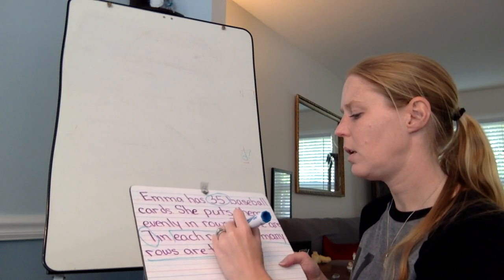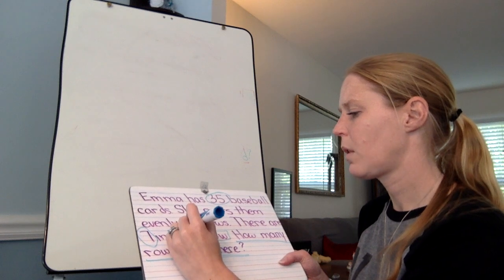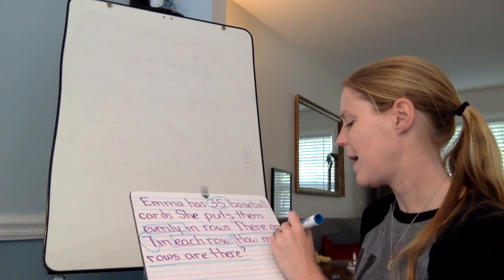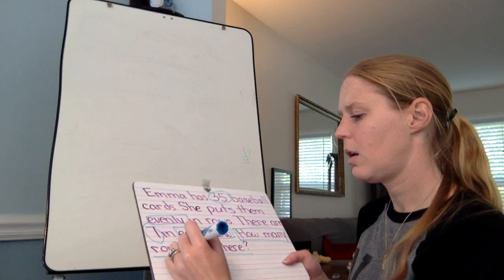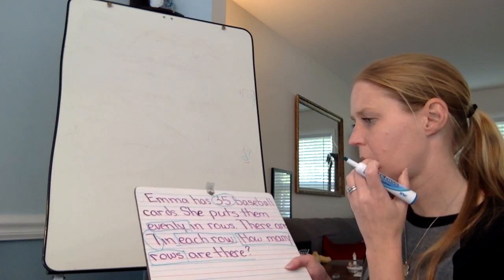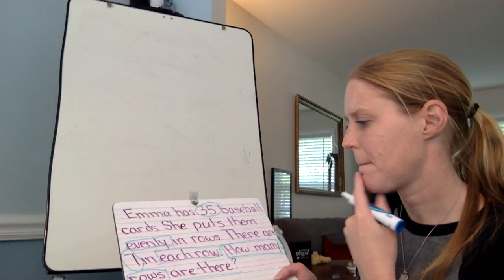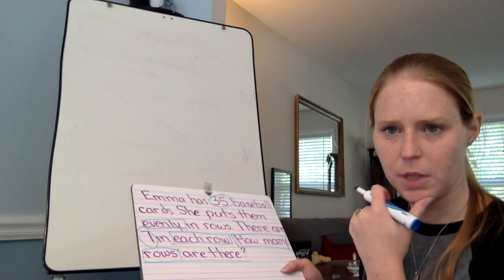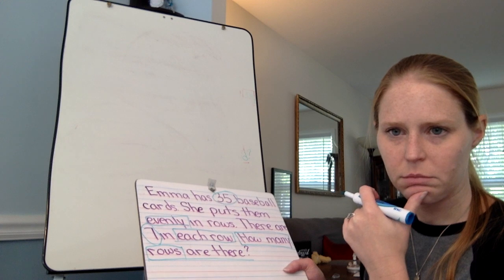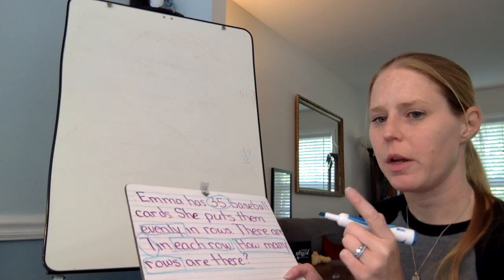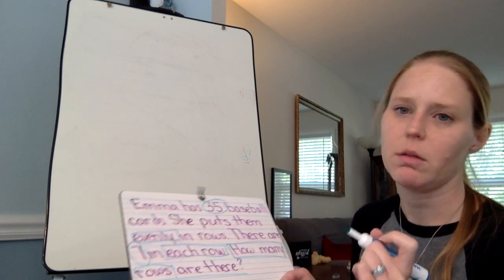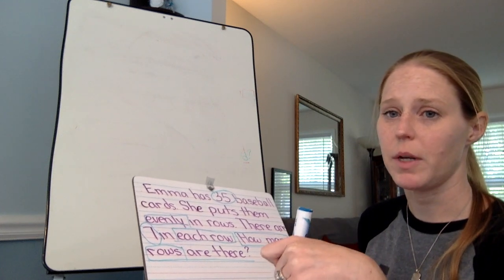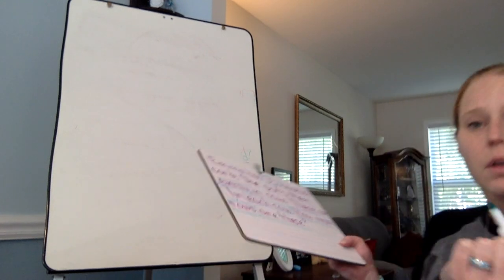Gonna box each row, evenly. How many rows? I know how many go in each row, but do I know how many rows I have? This one's not a sharing. This one's going to be a grouping because I know how many go in the group. I just don't know how many groups I actually have. So let's figure it out.